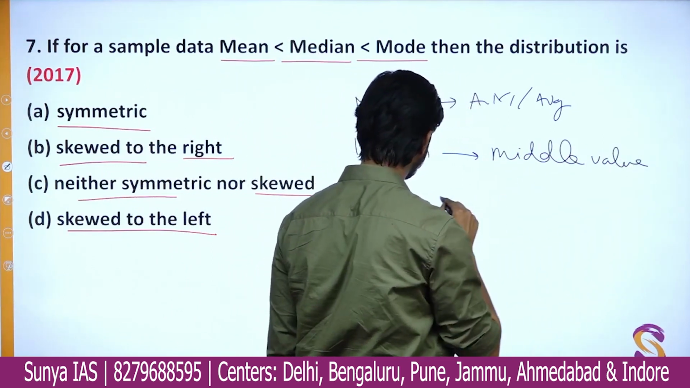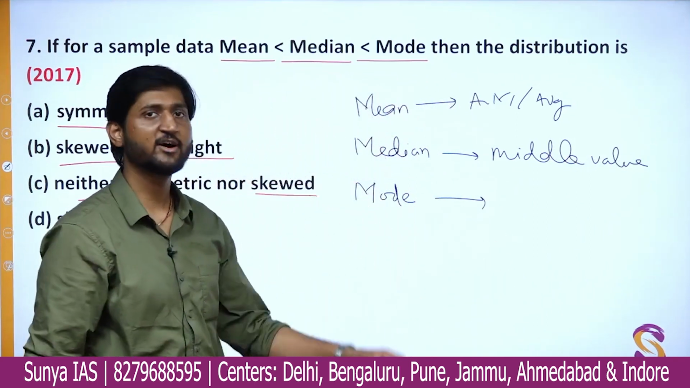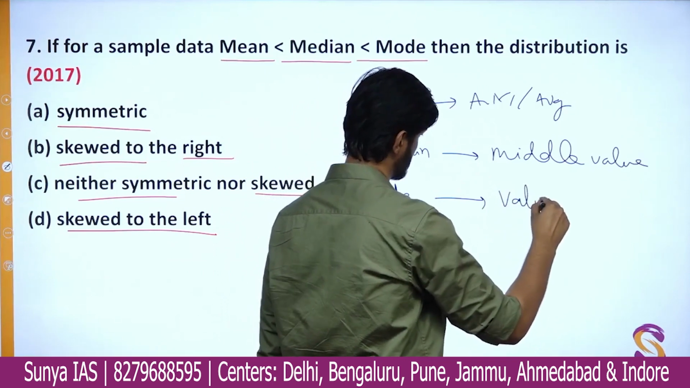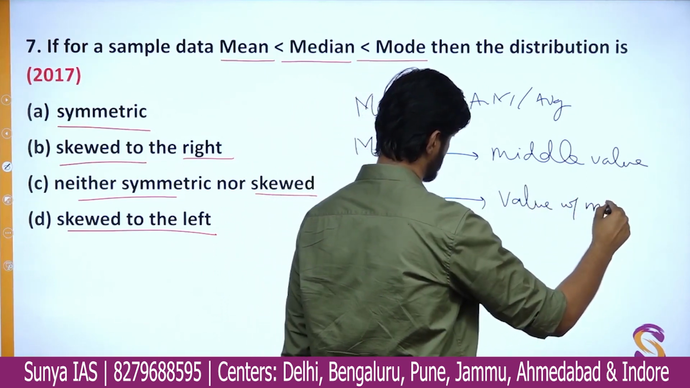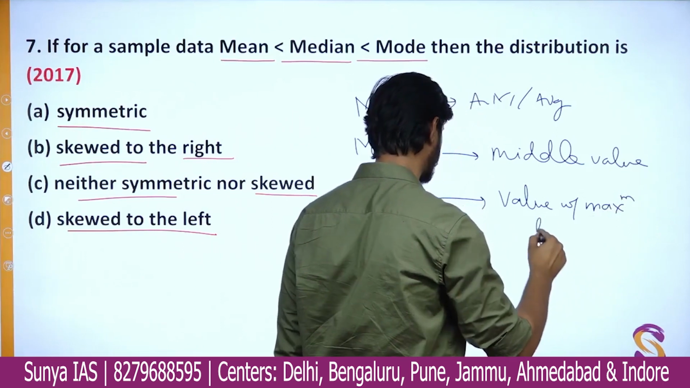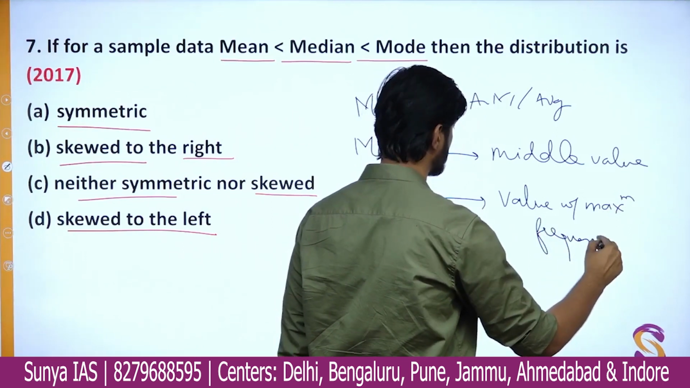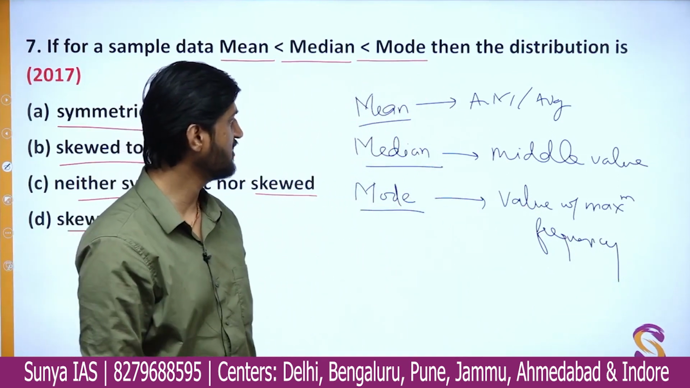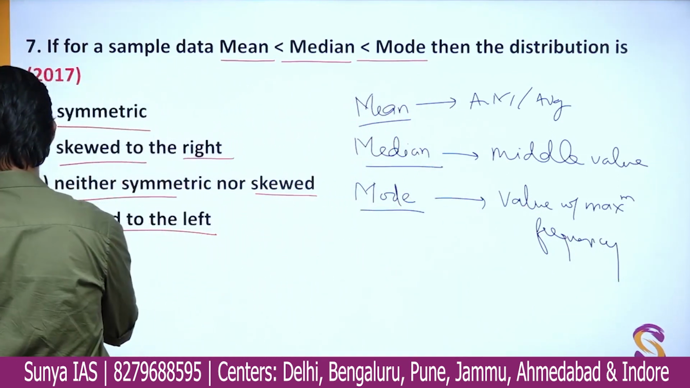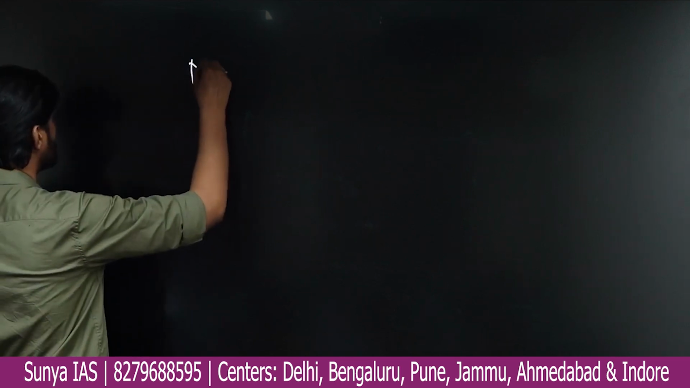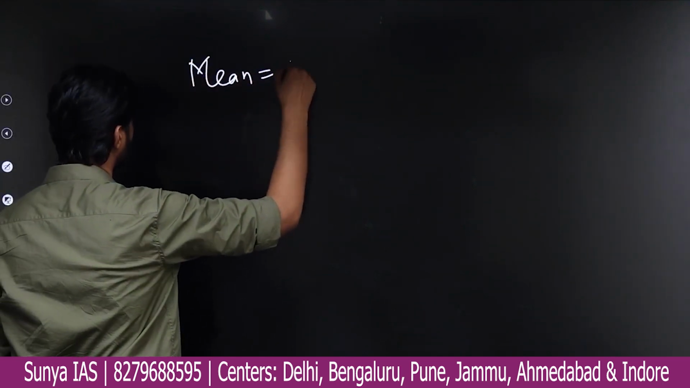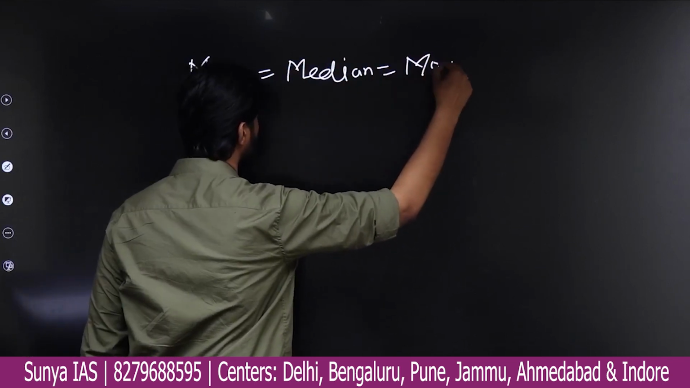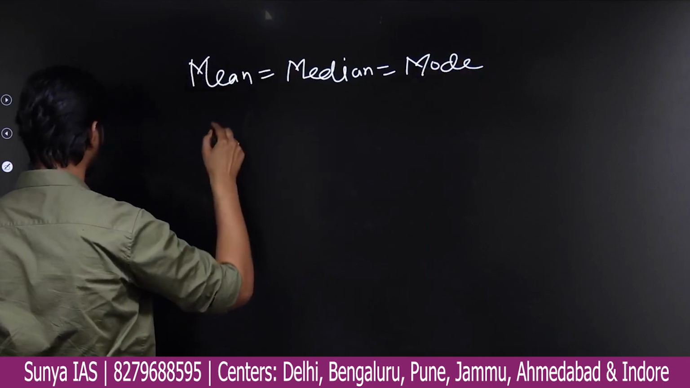And what is mode? Mode is nothing but the value with maximum frequency. This is the basic of mean, median and mode. Now suppose we have the case where mean is equal to median is equal to mode. Such a distribution is known as normal distribution.